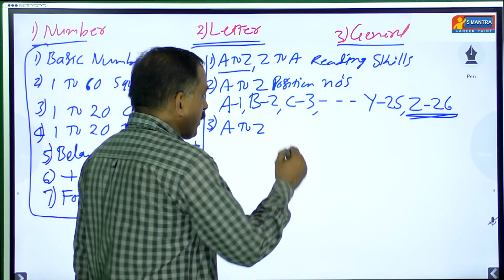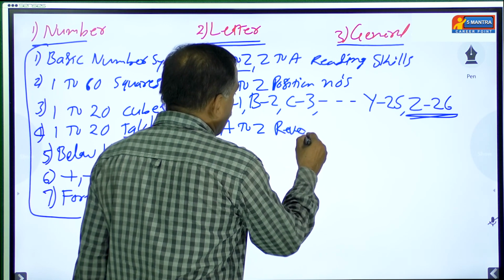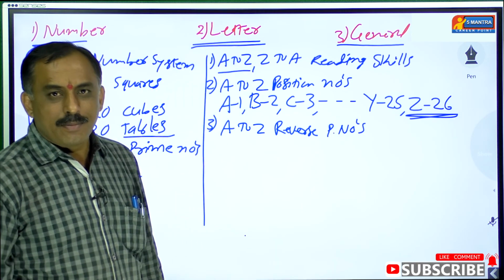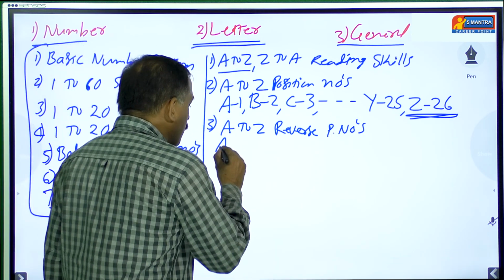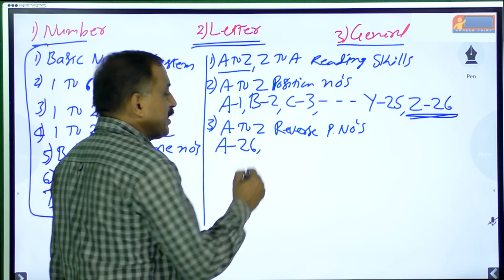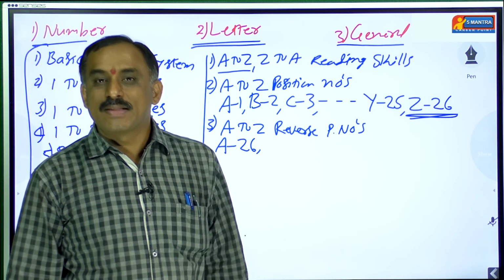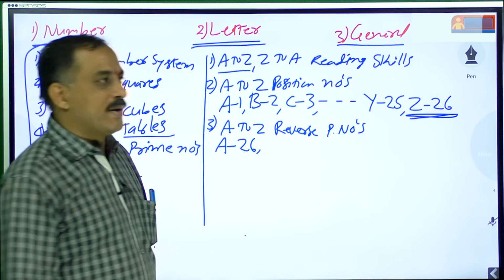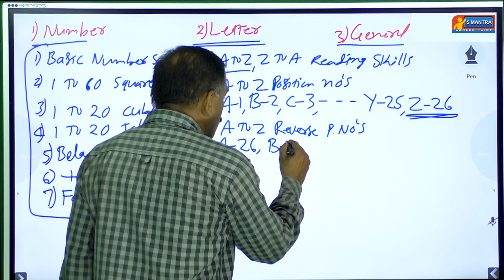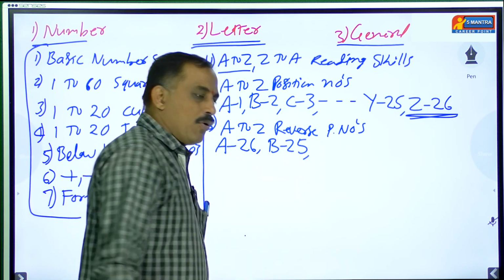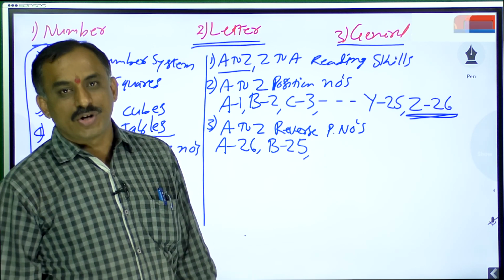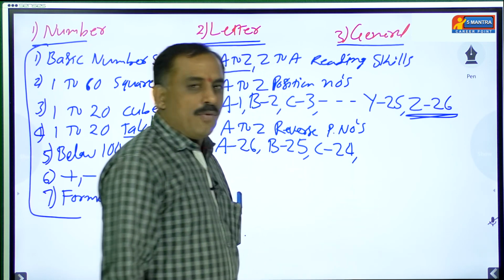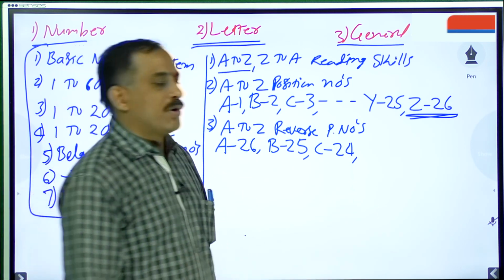And the third one, A to Z alphabets reverse position number. What is reverse position number? A is the 26th letter from last. Therefore, A's reverse position number is 26. And B is the 25th letter from last. So, B's reverse position number is 25. C is the 24th letter from last. So, C's reverse position number is 24.